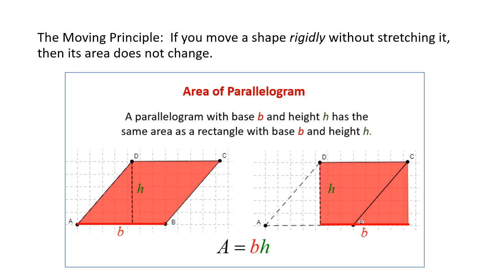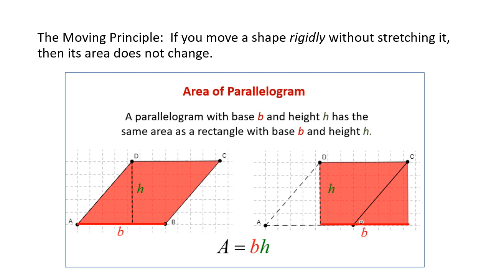So the moving principle says if you move a shape rigidly without stretching it, then its area does not change. Now, there's a little bit of redundancy. This is the book's definition. And there's a redundancy there because rigidly and without stretching it are effectively the same thing.